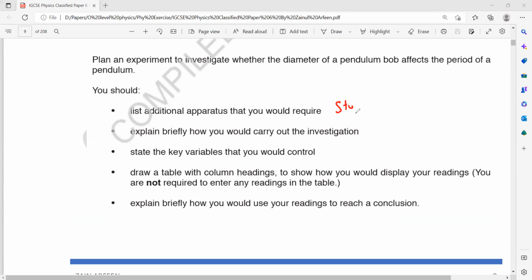What additional apparatus do we need? We need a stopwatch. What else do we need? Do we need a ruler? Yeah, a ruler, the scale, or a meter scale, or a meter rule.